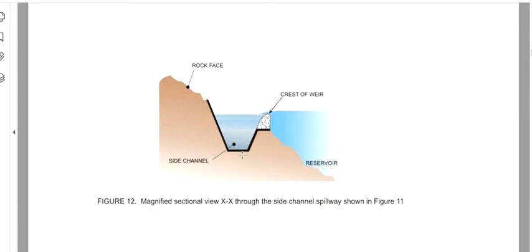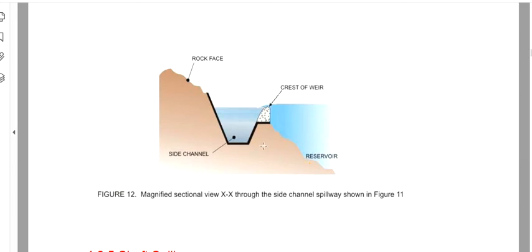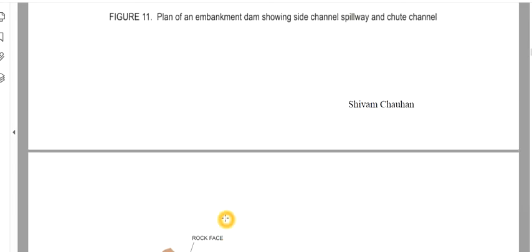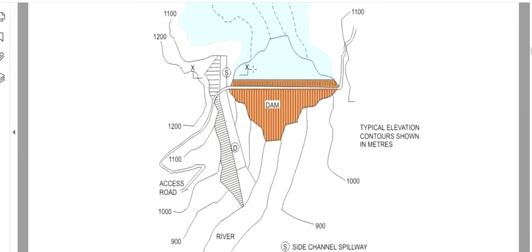If you can see, this is your side channel spillway, here is your reservoir, and this is the crest weir of the spillway. This is your rock face. In the direction perpendicular to the plane of the screen, the side channel runs like this. So this is the XX view through the side channel spillway, and we have cut the XX view here.